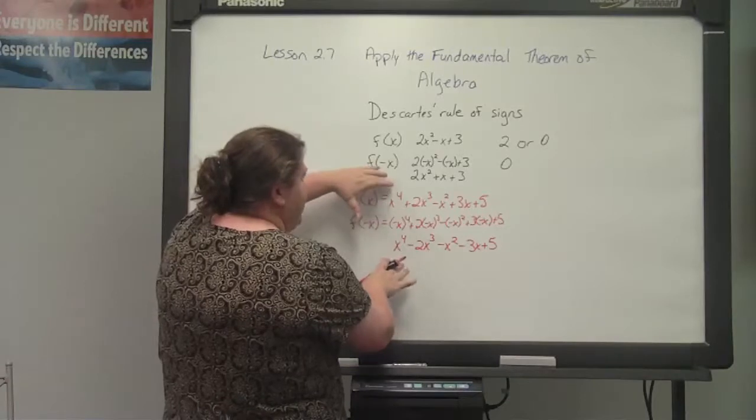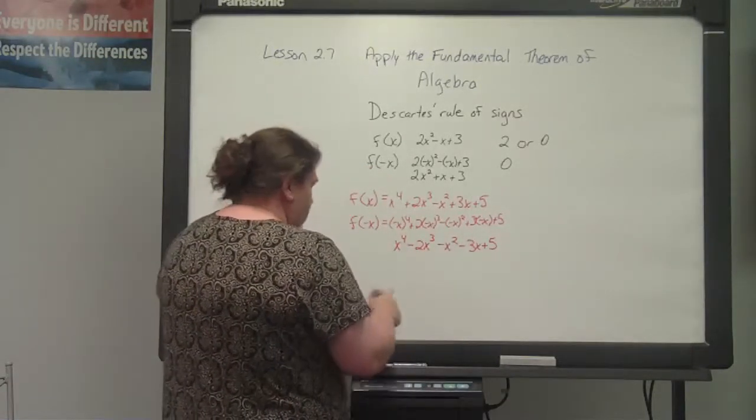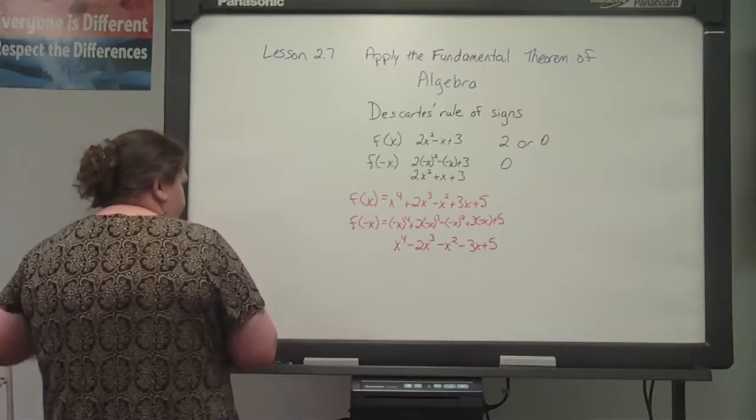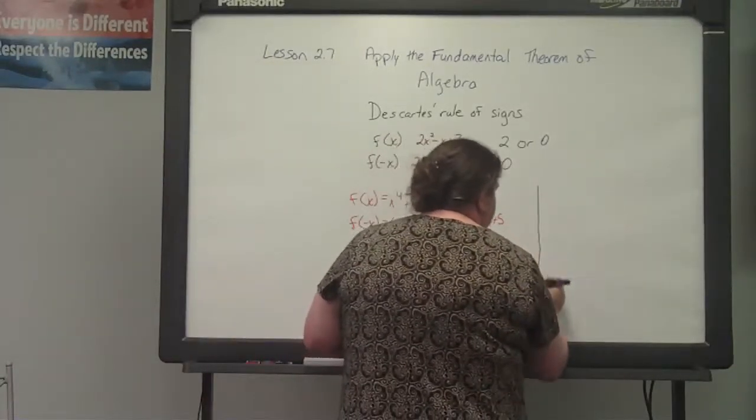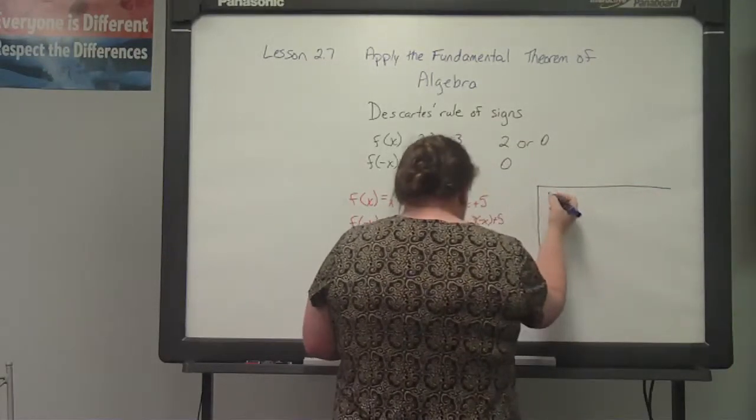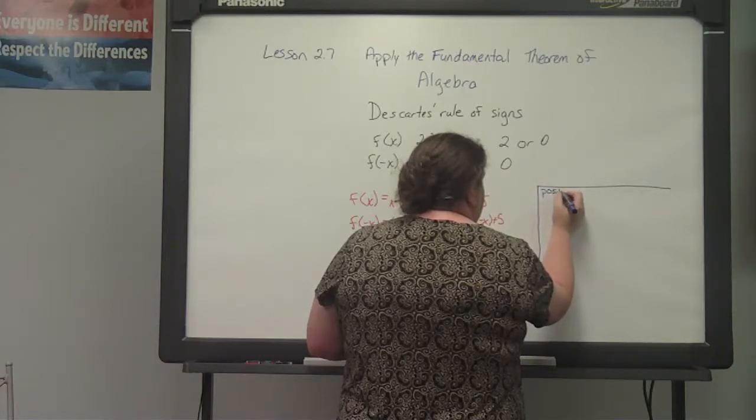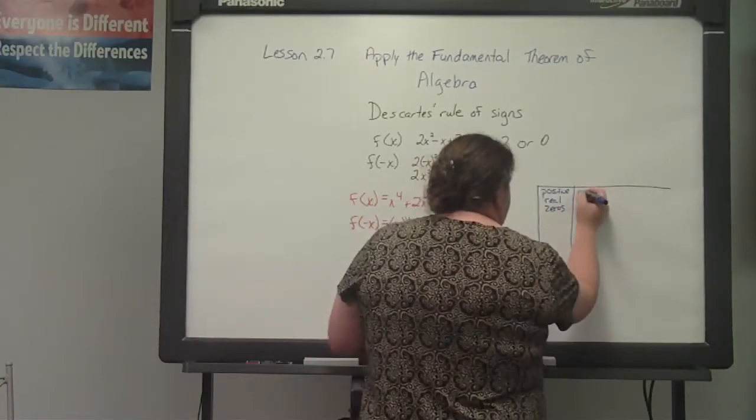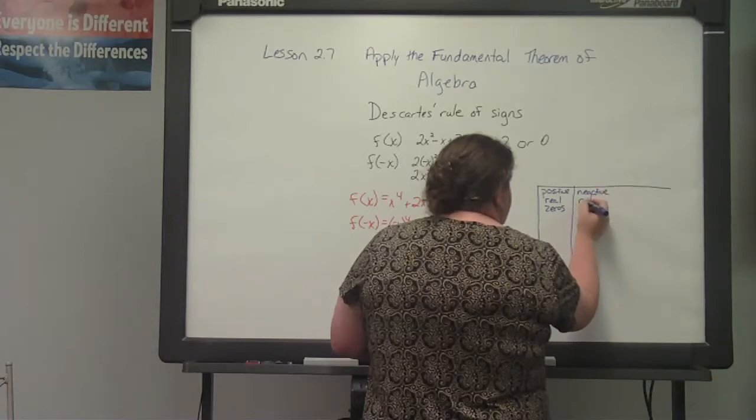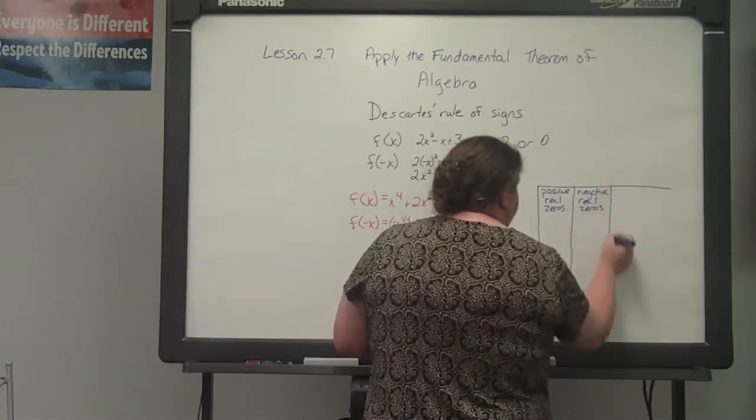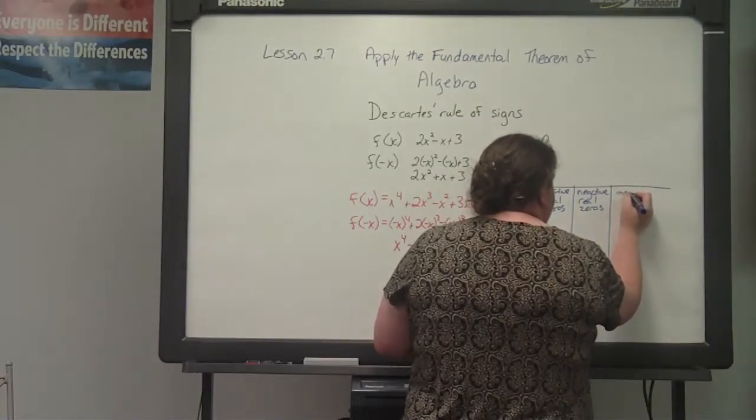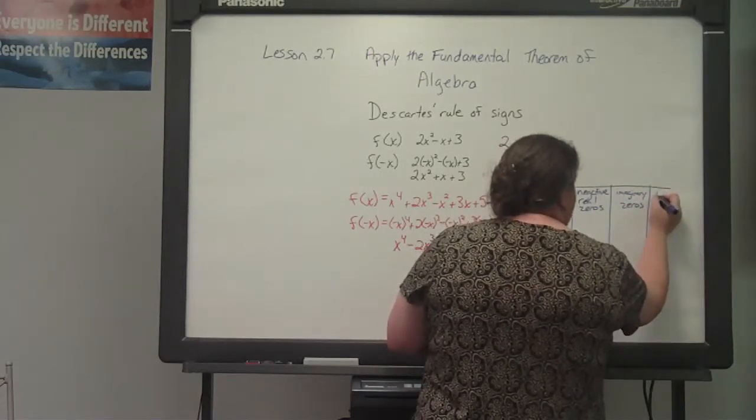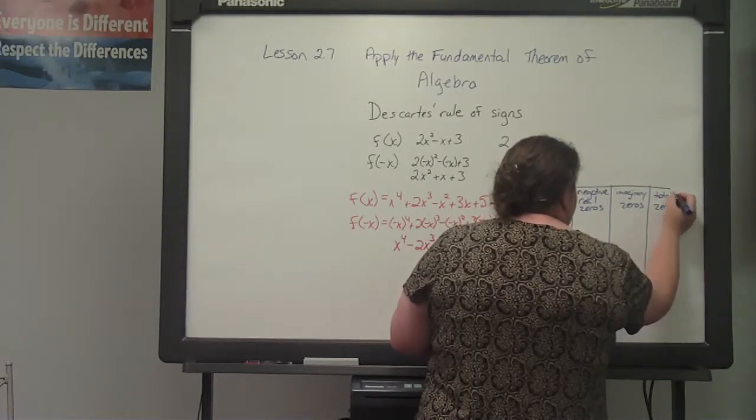At this point, I see all my plus signs and minus signs. So what I want to do is make a table. My table is going to show the positive real zeros, negative real zeros, imaginary zeros, and this is the total zeros.